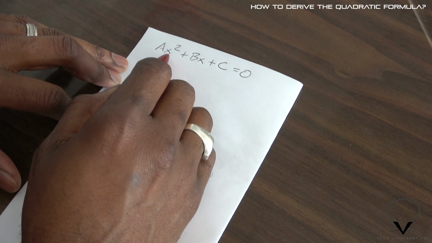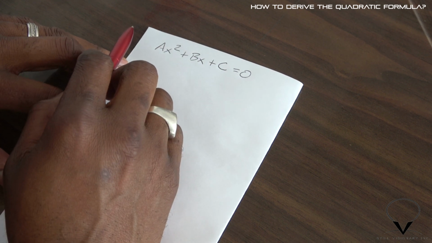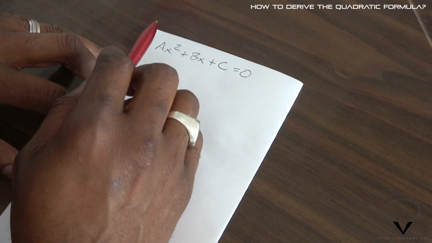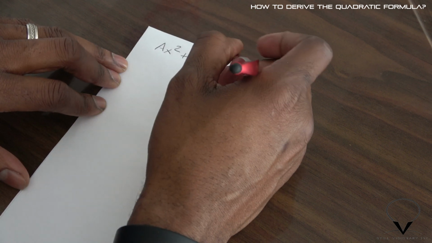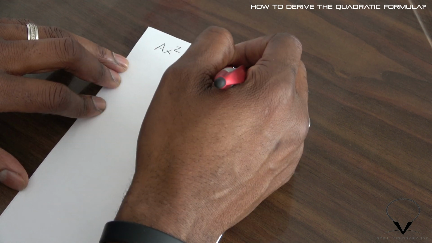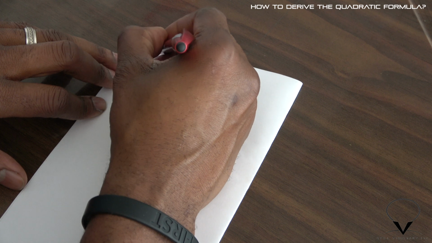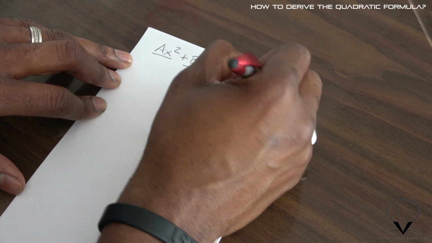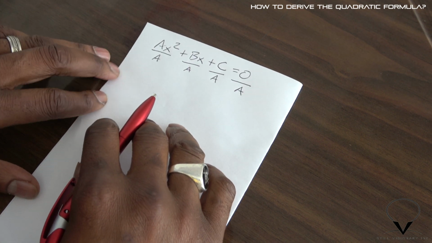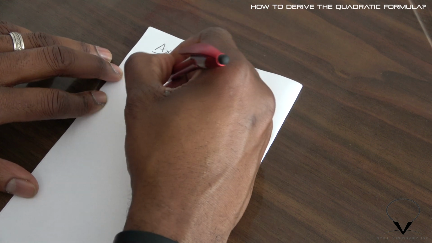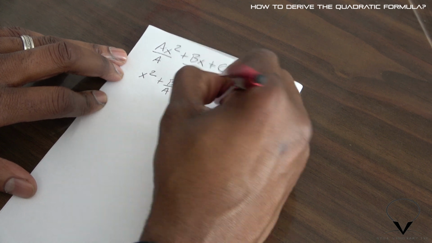So whatever we find on the left-hand side is going to equal 0 on the right-hand side. In order to begin finding the quadratic formula from the standard form, the first thing I'm going to do is divide everything on the left-hand side by a, that coefficient right here, and divide 0 on the right-hand side by a as well. I'm going to divide it all by a. When I do that, I'll have x squared plus b over a x plus c over a equals 0.